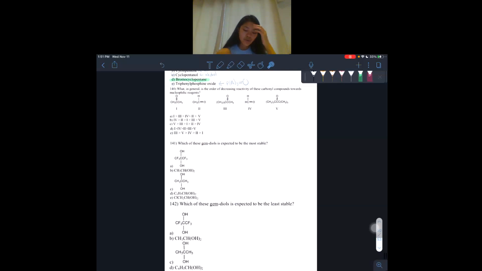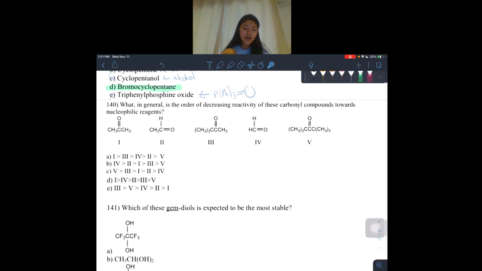So it is asking, what is the general order of decreasing reactivity of these carbonyl compounds towards nucleophilic reagents? So we want decreasing reactivity. So remember when we are doing these, the most reactive is going to be the one that is the least stable when we take off one of the groups. So this guy here looks like this. It is a formaldehyde, in case you didn't know that. This guy here is simply a ketone. This one here is an aldehyde. This guy has a chicken foot on one side. This guy has a chicken foot on both sides.